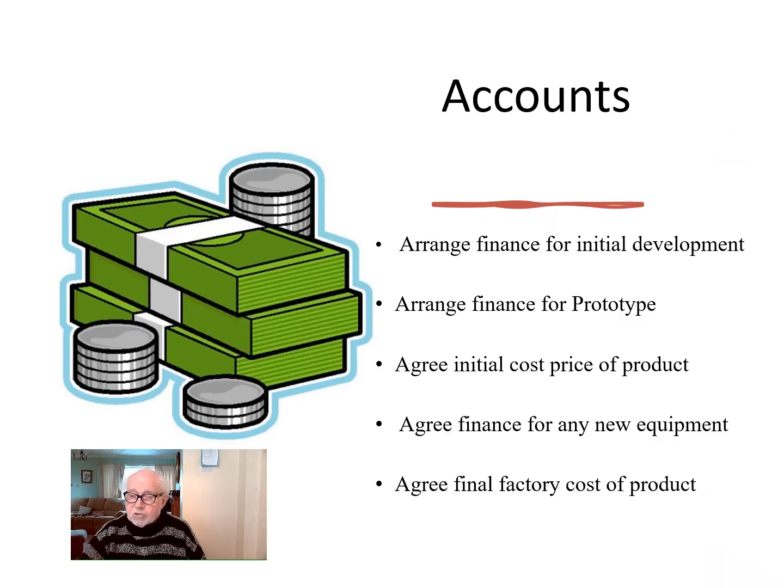Design needs to work with accounts to agree a budget for creating a new product or improving an existing product. This will entail allowing time for product specification to be prepared, prototype to be made, and cost estimates based on materials and manufacturing processes to agree basic factory cost.